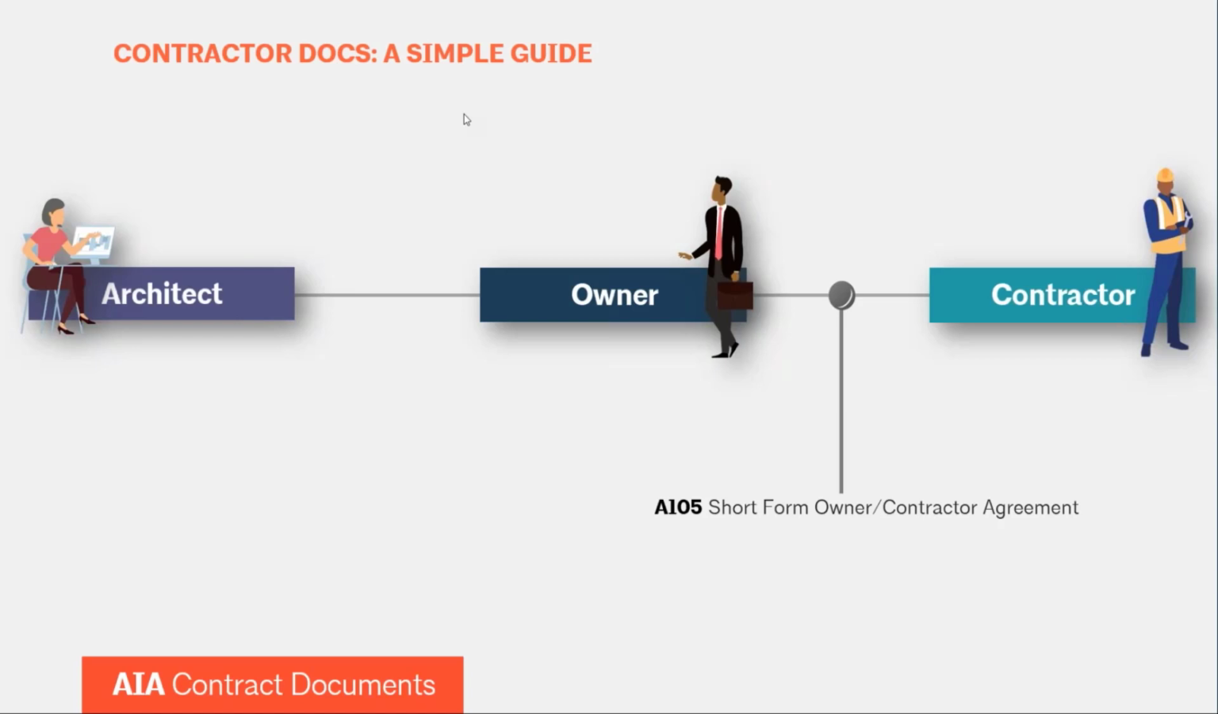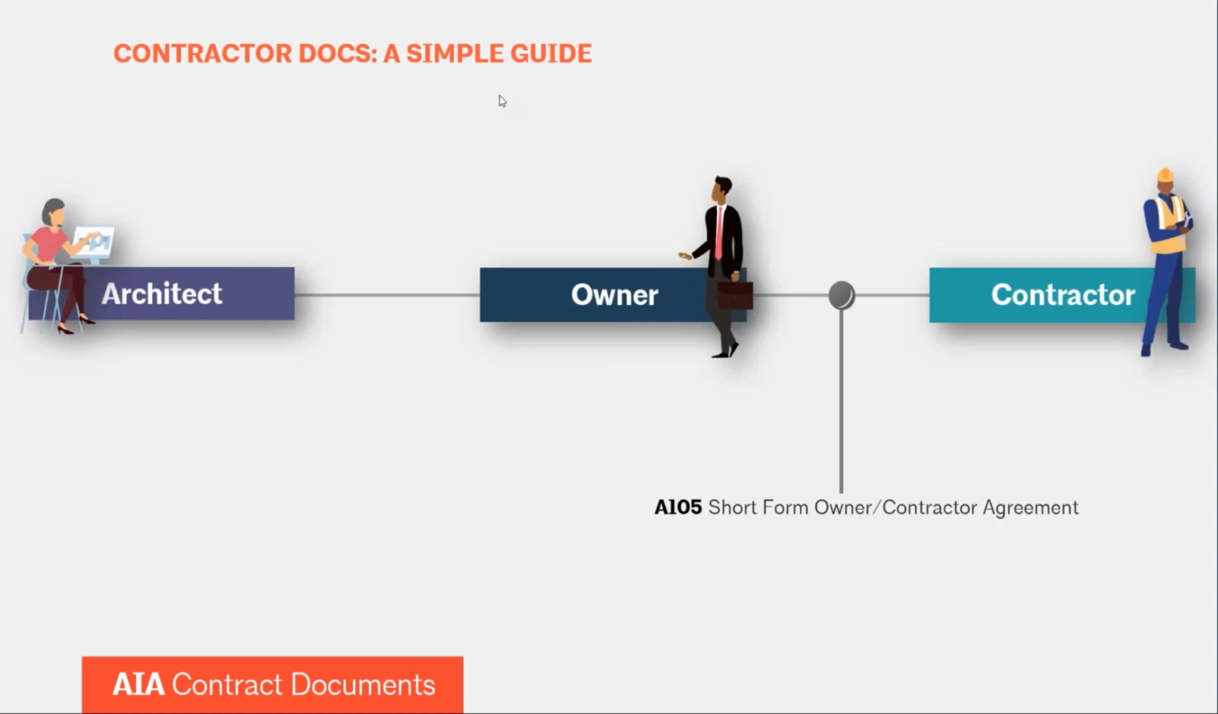With A105, the short form agreement, it doesn't have any dispute resolution. There aren't any dispute resolution clauses, and it is set up as a stipulated sum agreement. So there's no cost plus options. So those are two differences. They are certainly not the only differences. There are many differences, but those are two important differences between this family, the small group, and the other conventional family.